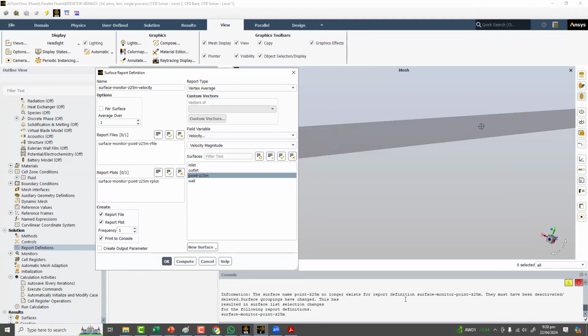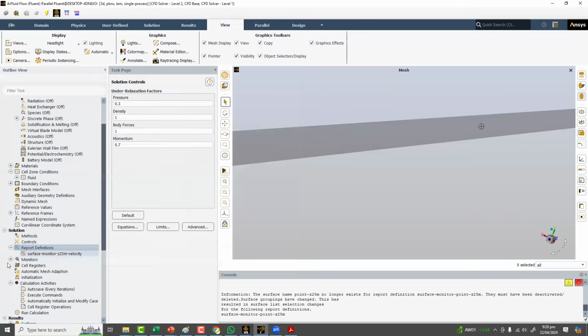Print to console means this will be writing data over here on the message window inside Fluent. So this will be writing the files over here. In the monitors, you will be seeing the report file and the report plots. And you can delete the old files which are here. Right click here and delete.